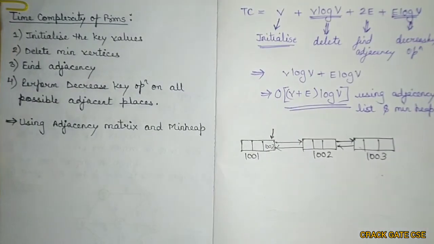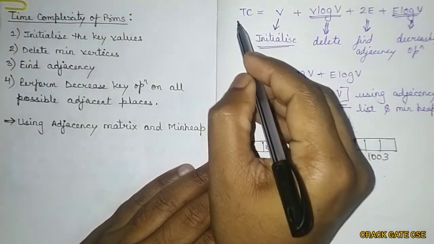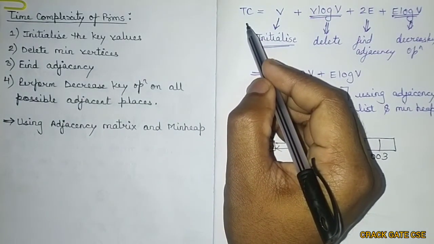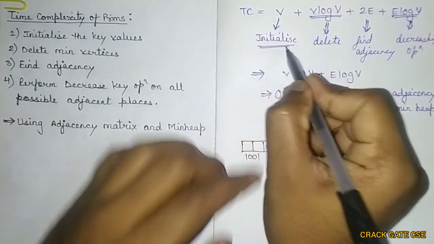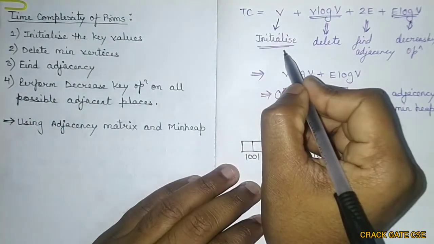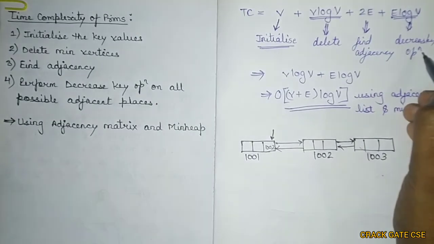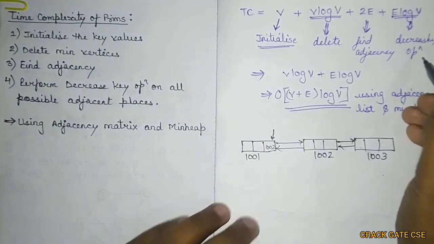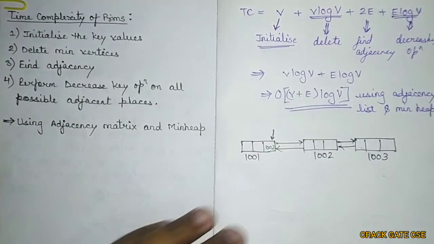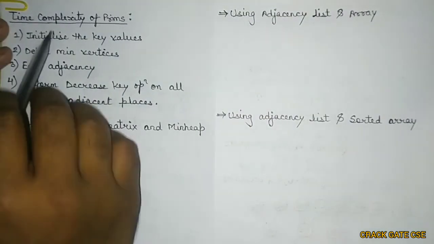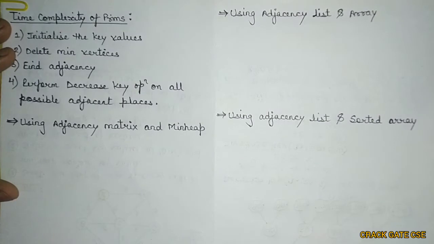In the previous video we discussed the time complexity using the min heap and adjacency list. Firstly we analyzed the initialization, which takes order of V, then we delete the minimum, then we find adjacency, then the decrease key operation. So you have to learn these 4 steps only. Now let's see how to find out the complexity. These are the same 4 steps that I discussed right now.